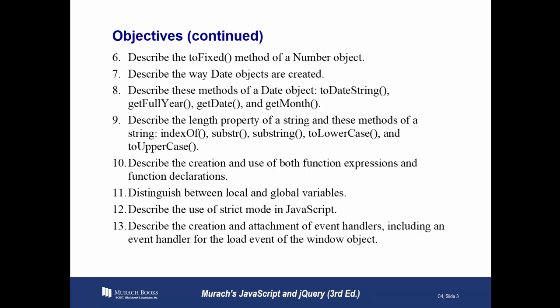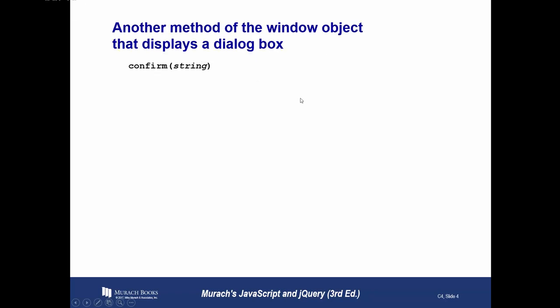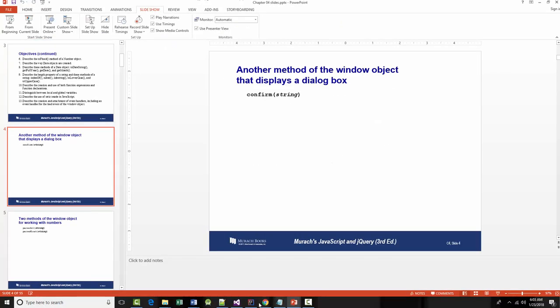Distinguish between local and global variables. Describe the use of strict mode in JavaScript. And describe the creation and attachment of event handlers, including an event handler for the load event of the window object. So we have looked at several different things so far in here, and they talk about the confirm. Let's just get right to it.